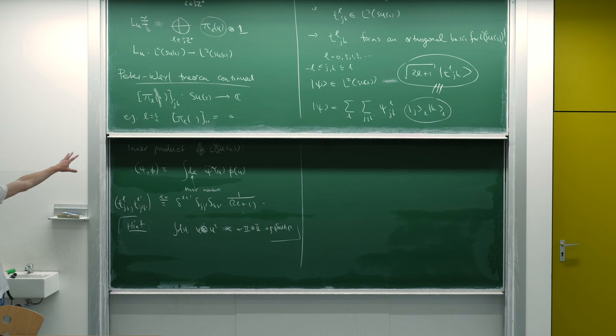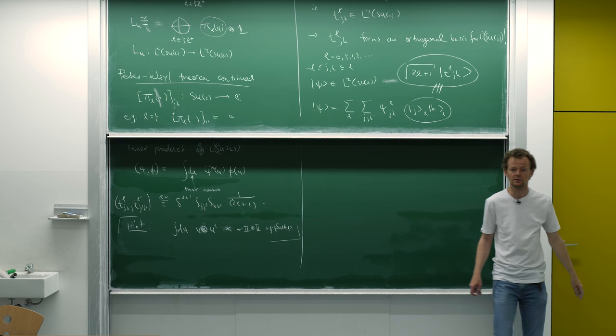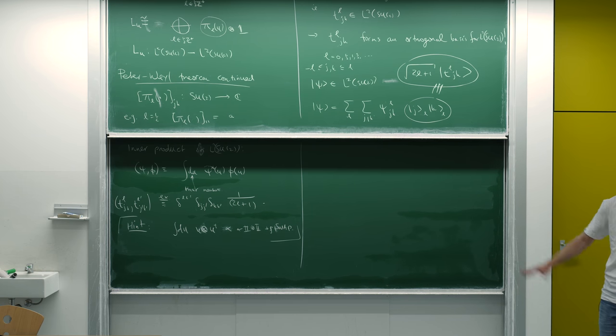Good. So we have a basis for L2 of SU2. We can express any ket that we like in terms of that basis. And so now we have a basis for the full Hilbert space.